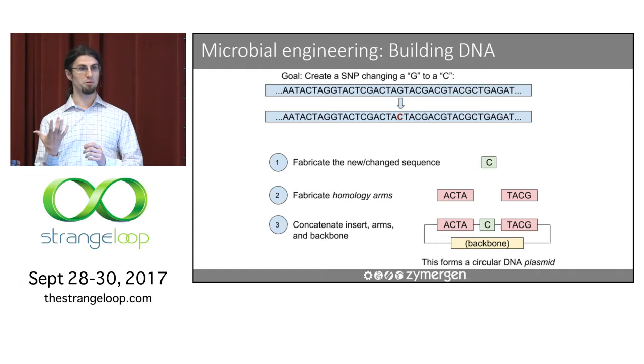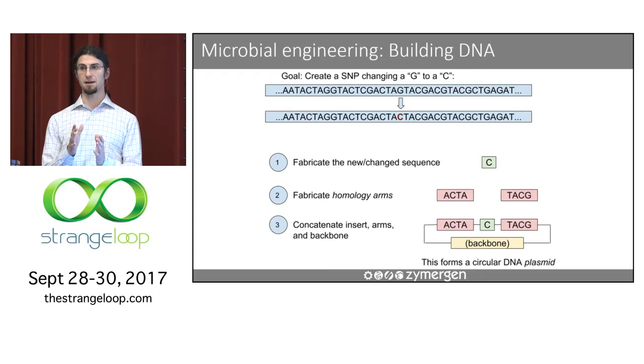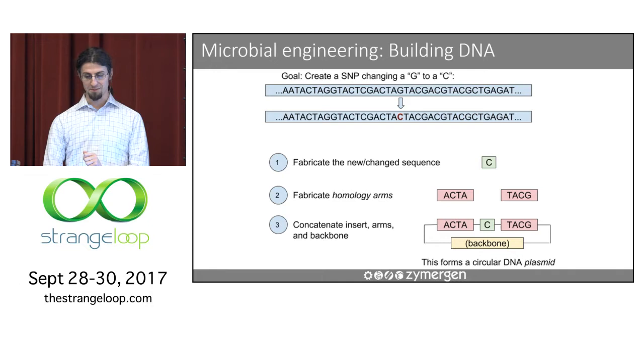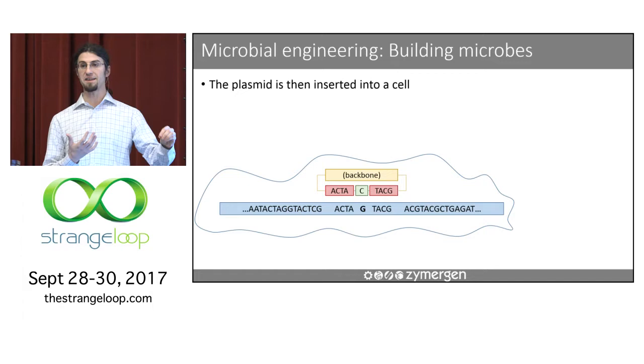The key takeaway is that in addition to creating the particular piece of DNA we want to insert, we also create other pieces of DNA in this process that are necessary to perform the mechanistic action of the insertion. And these are particular to the experiment. So then in the second step, building the microbe, we insert the plasmid into the cell.